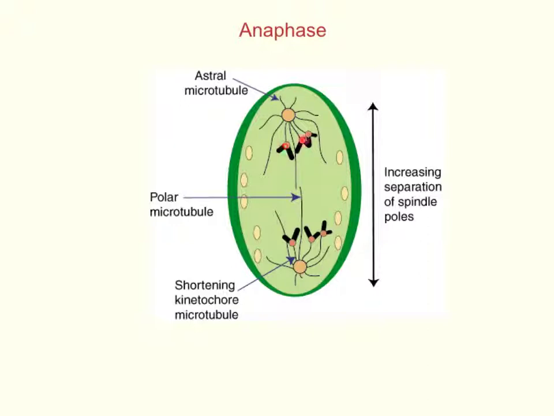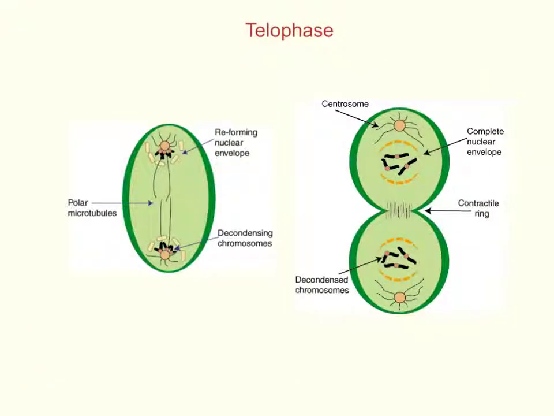The centromeres are attached to the microtubules, so they move towards the poles first. At the end of anaphase, each pole has a complete identical set of chromosomes. The final phase of mitosis is telophase.